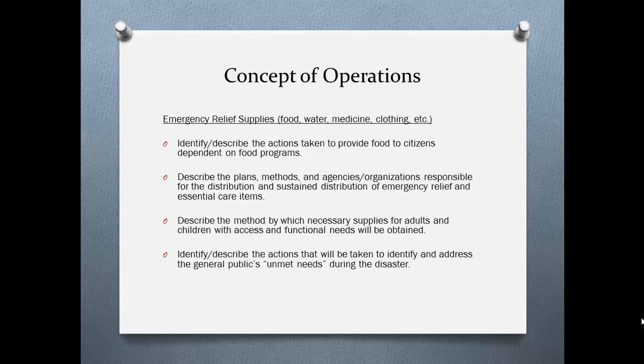And then you will describe emergency relief supplies. Identify and describe the actions taken to provide food to citizens dependent on food programs. Describe the plans, methods, and agency organizations responsible for the distribution and sustained distribution of emergency relief and essential care items. Then you'll describe the method by which necessary supplies for adults and children with access or functional needs will be obtained. Identify and describe the actions that will be taken to identify and address the general public's unmet needs during the disaster.